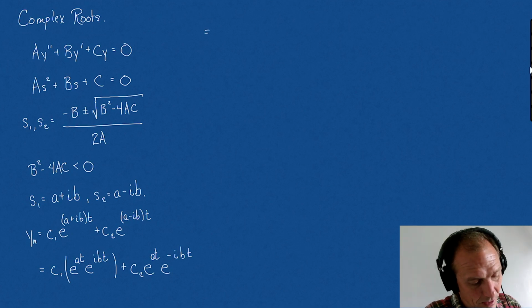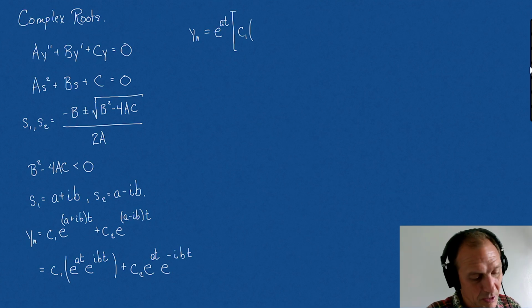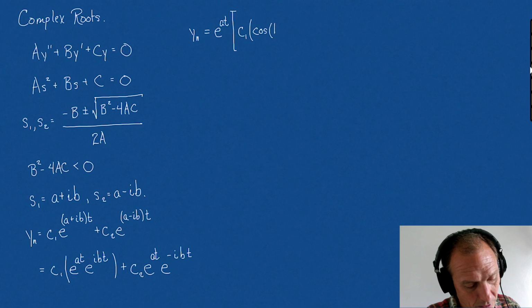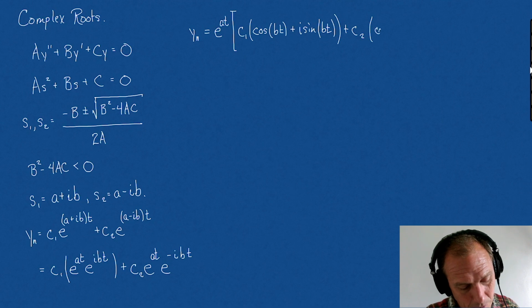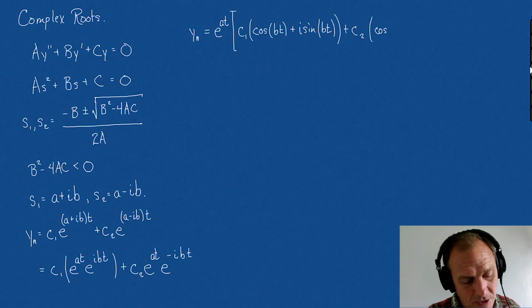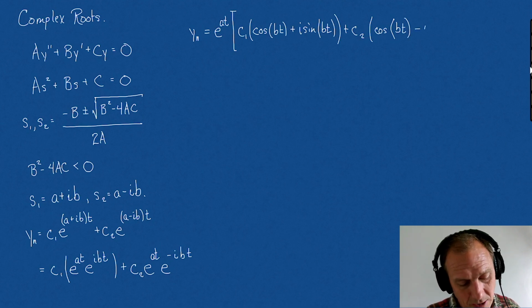So now my null solution is going to be e^(at) times a bunch of stuff in the parentheses. We're going to have c1 times, and then let's expand the exponential. This is going to be cosine bt plus i sine bt, plus c2. Now we have minus i, so this is going to be times cosine of minus bt, but since cosine is an even function, the cosine of bt is equal to the cosine of minus bt. So this becomes cosine of bt. The sine is an odd function, so it becomes minus i sine of bt.